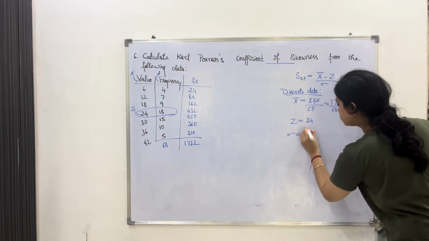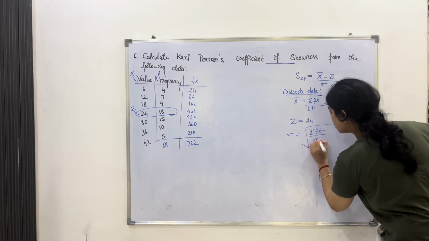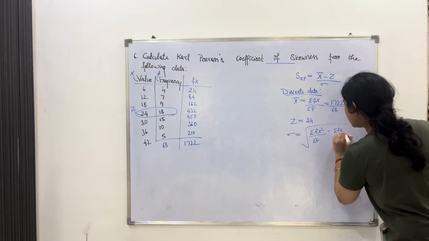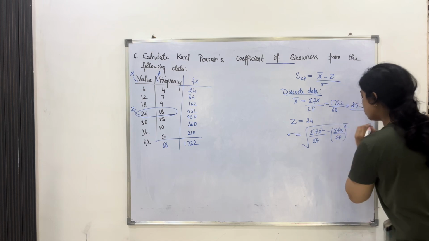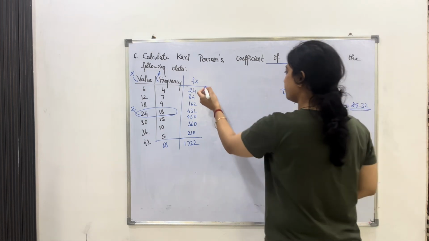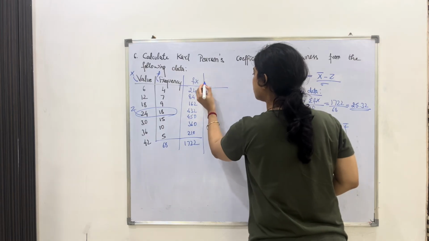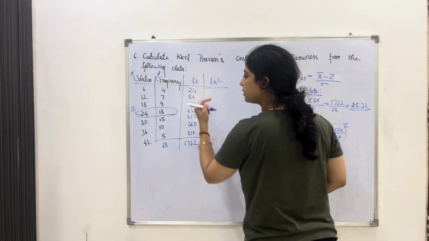So standard deviation is equal to under the root, summation fx square by summation f, minus summation fx by summation f, or capital N, anything, the whole square. Now for this we need to take a column of f into x square. So we will calculate that particular column, f into x square. We need to square this value and then multiply with the frequency.